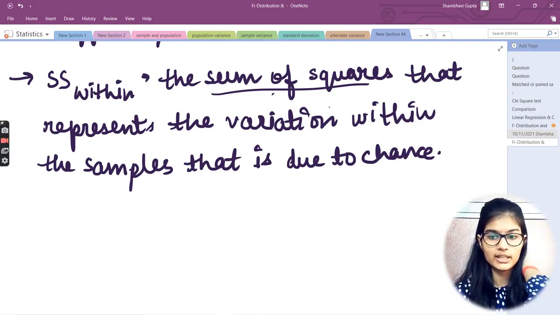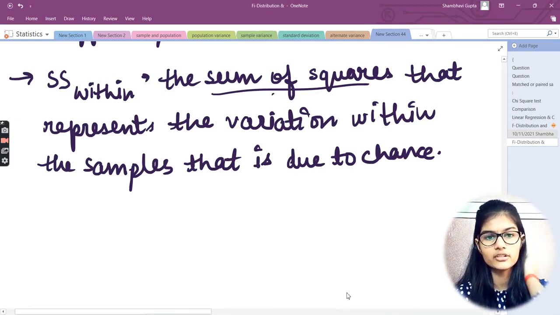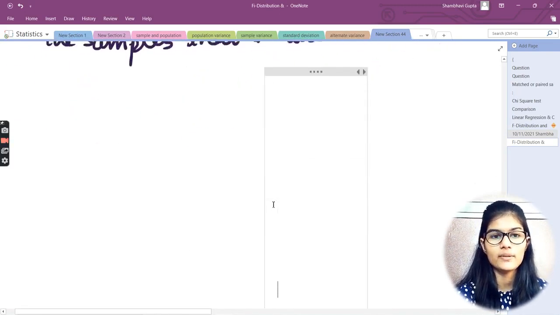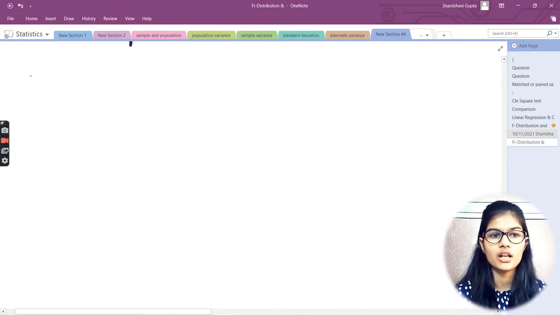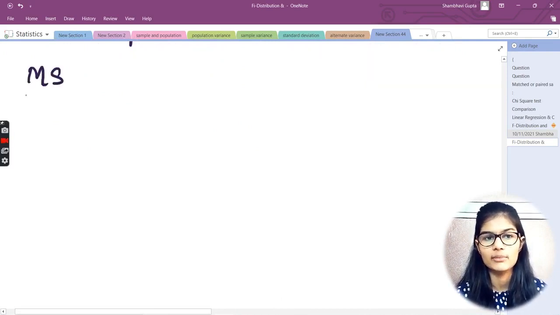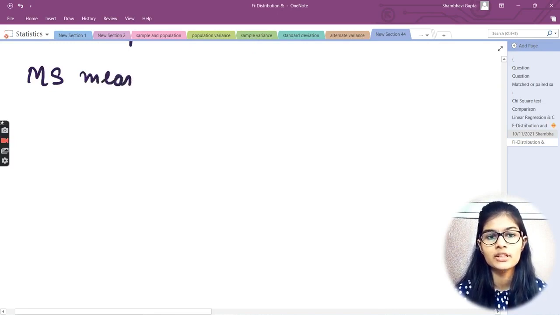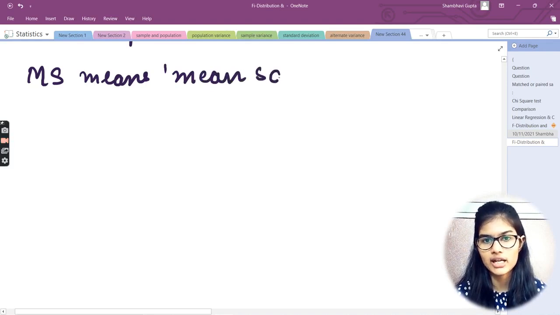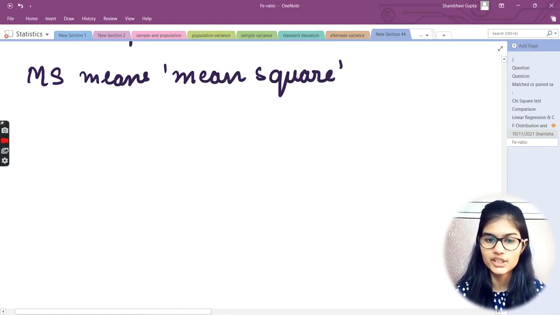Now, next we have some more things to go ahead with. I will just start writing those things and not dictate them. So right here we go. Now we have another term, that is MS, capital M, capital S. What does that actually mean? MS means the mean square.